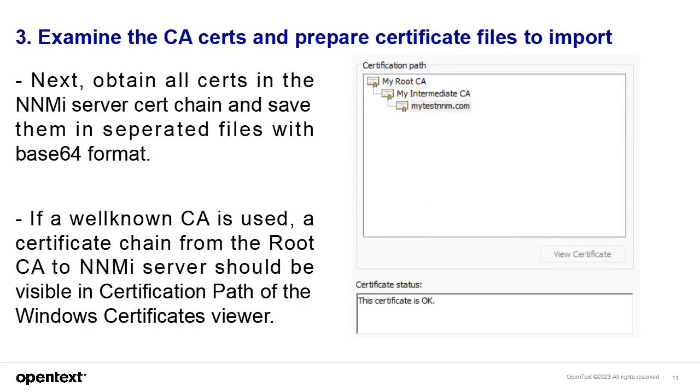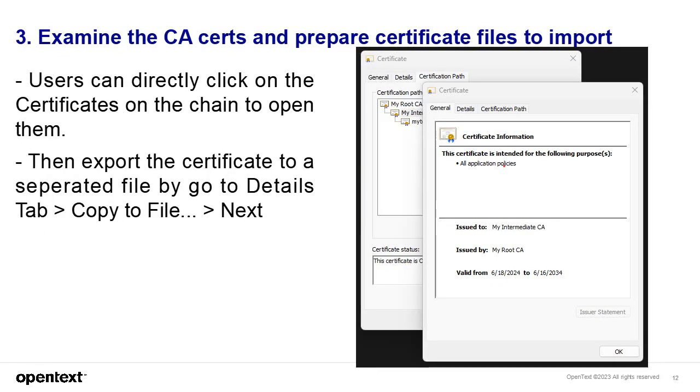Next, obtain all certs in the NNMi server cert chain and save them in separate files with base64 format. This can be easily done via the default Windows Certificate Viewer. If a well-known CA is used, a certificate chain from the root CA to the NNMi server should be visible in the Certification Path tab. Users can directly click on the certificates on the chain to open them.